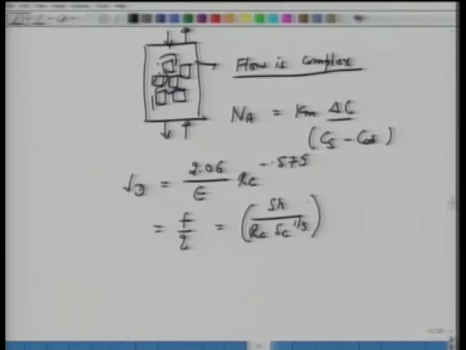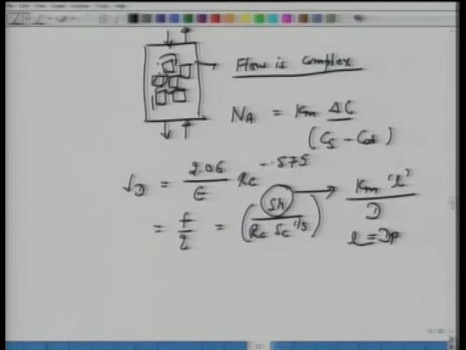So again we have a similar story here. To calculate mass transfer coefficients, we require the Sherwood number, which is Km times characteristic length over diffusivity. In this case, L would be equal to the diameter of this particle of the packing, or equivalent diameter of this packing. So from here we can calculate the mass transfer coefficients and can predict the diffusion flux.